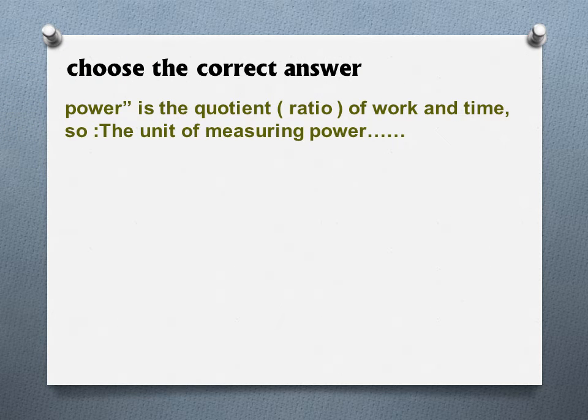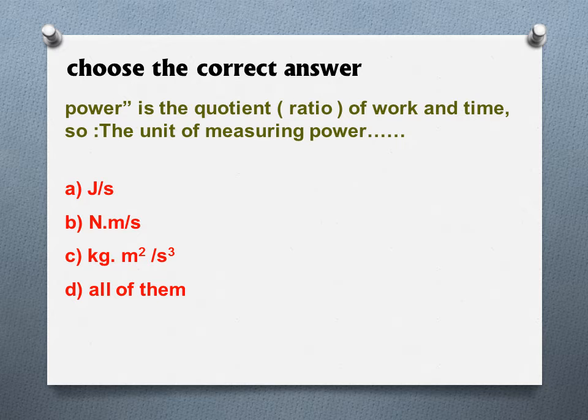Power is the ratio of work and time, so the unit of measuring power is joule per second, Newton meter per second, or kilogram meter square second power 3, all of them. The correct answer is all of them, because the unit of work equals joule and the unit of time is second, but we can express the joule as Newton meter, so the correct answer is all of them.